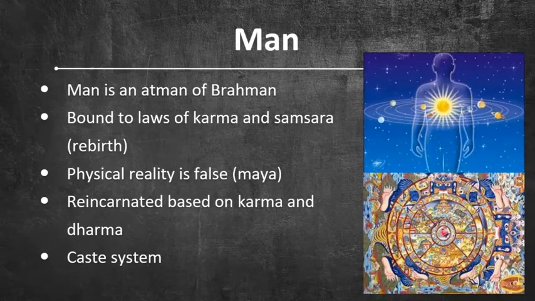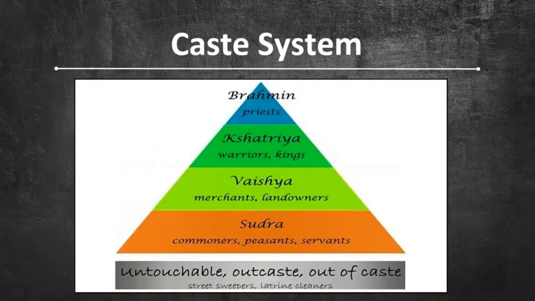Anybody heard of the caste system? Yeah, okay. The caste system was developed in the Indian culture. Here is the caste system. It's technically illegal in India, but it's practiced everywhere, and it's part of their culture and life. But at the bottom are what's called the untouchables, or the outcasts. They are the street sweepers, latrine cleaners. They're considered outcasts, and they arrived at this level due to bad karma. They deserve to be there.